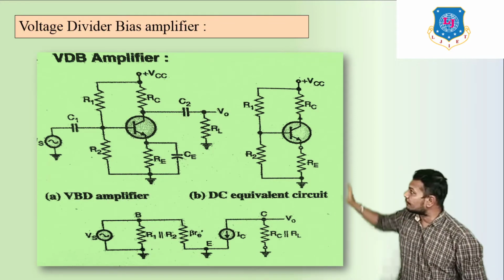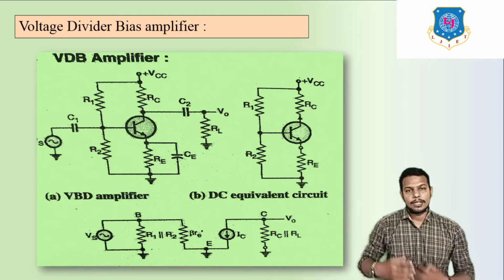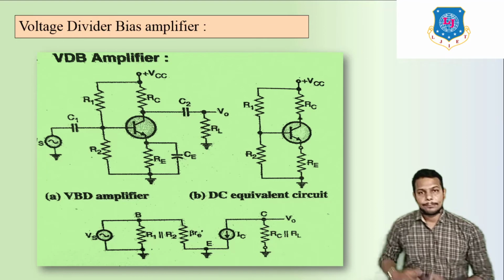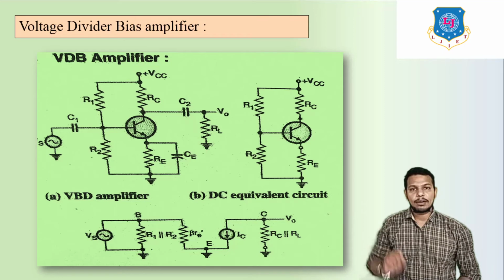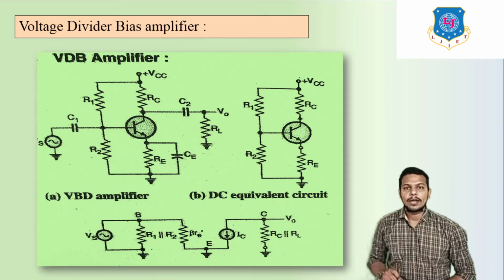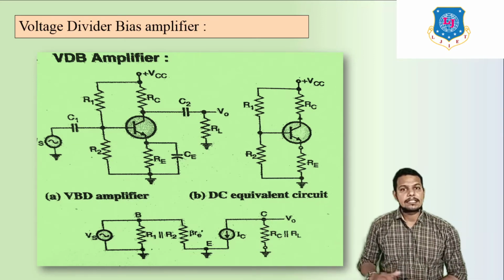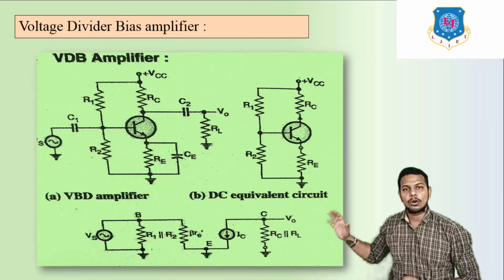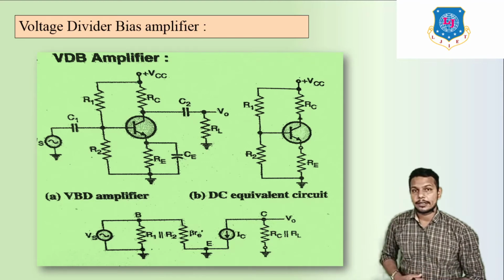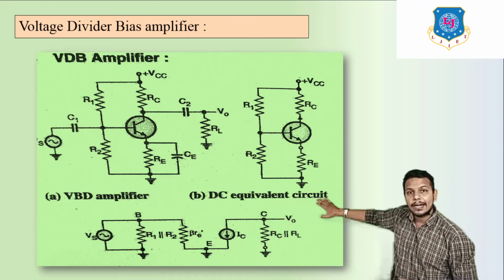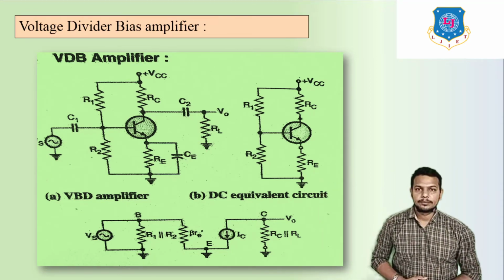Here we can see this is the VDB amplifier. Why are we going to use VDB? We already discussed it in an earlier chapter. VDB means voltage divider bias. Voltage divider bias is a perfectly stable circuit. That's why we prefer it for amplification. So in all CE, CC and CB amplifier circuits, we use only the VDB circuit. What is the difference between the other circuit and the VDB circuit? Here we can see R1 and R2 are parallel with each other. That means this is the VDB circuit.